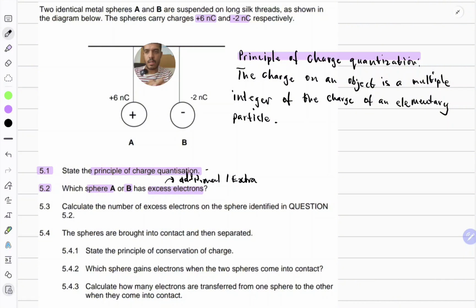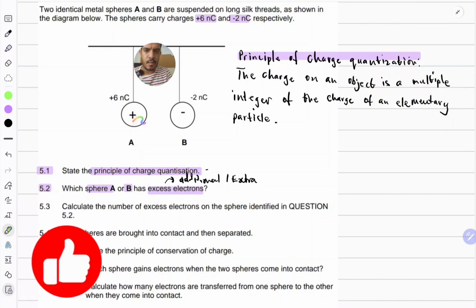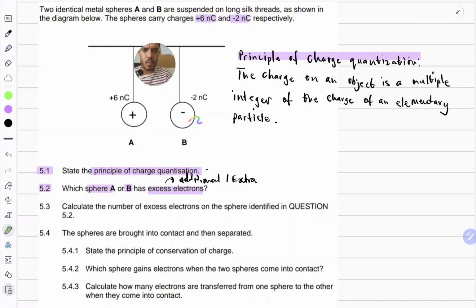When paying attention to the two spheres here, you can see that sphere B has a net negative charge. So it means it has additional electrons, it has extra electrons, but this one has a net positive charge. So this means that this one has a deficit, it needs electrons. So the answer to that question would be B, because the net charge is negative, that means it has extra electrons.